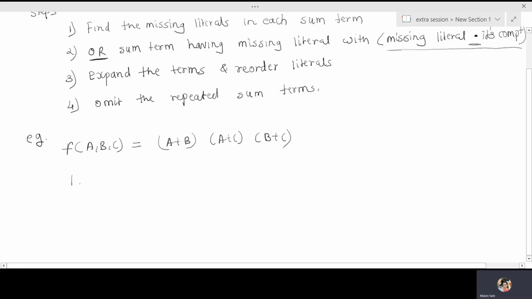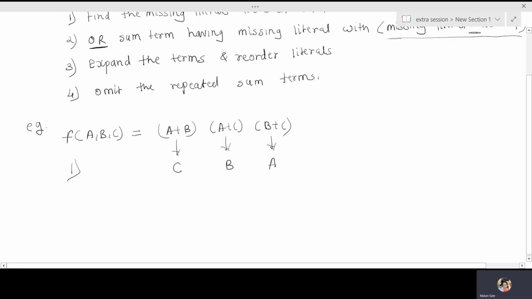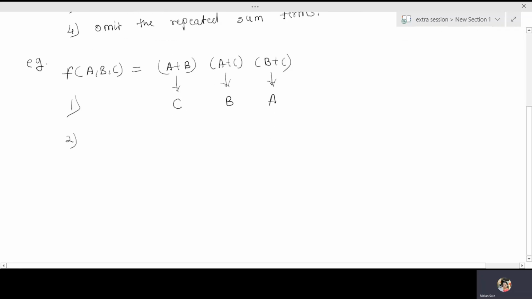To convert into the standard form, the first step is to find the missing literals. In the first sum term, C is missing. In the second term, B is missing. In the third term, A is missing. After finding the missing literals, the second step is to perform the OR operation with the AND of the missing literal and its complement. Now the expression is represented like this.